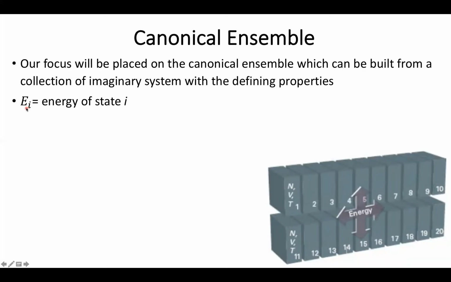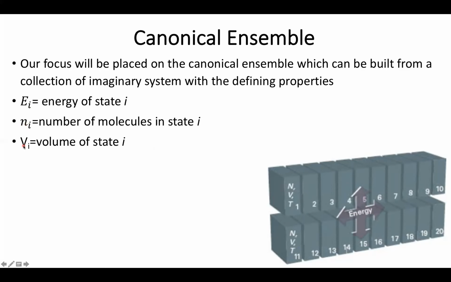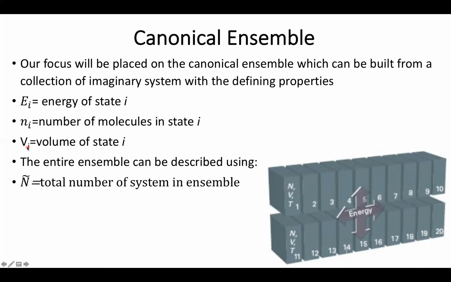So E_i is going to be the energy of state i, and it's going to have a characteristic number of particles N and a characteristic volume V. However, the entire ensemble is going to have slightly different variables. So it's going to have a total number of systems, again, n. This will be a little bit odd for me to describe verbally, but there's also going to be a total number of systems in state i.